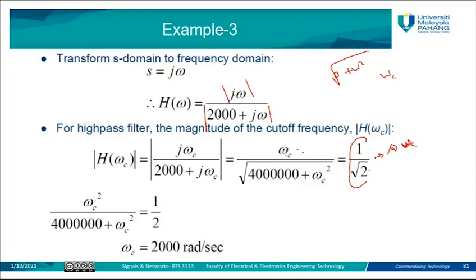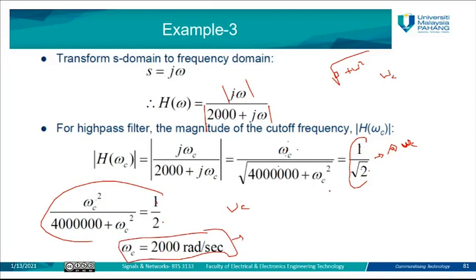Now you square both sides. So this becomes 1 over 2 here, then here this becomes ωc squared, and this one becomes 4 million plus ωc squared. Now you solve this equation to find ωc, and the solution is ωc equal to 2000 radians per second, and this is the cutoff frequency of the filter.